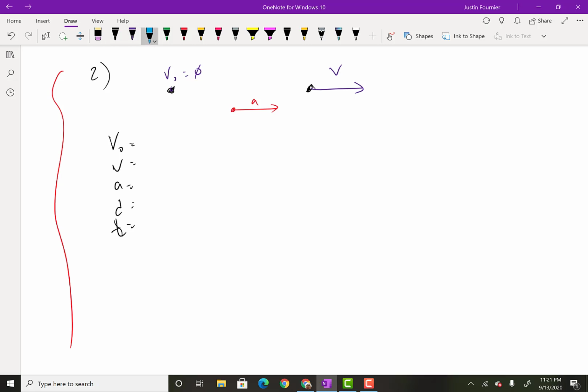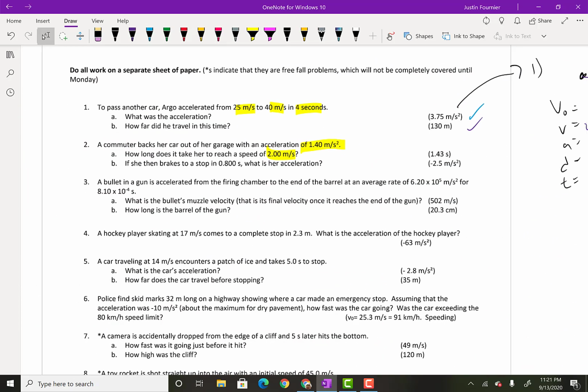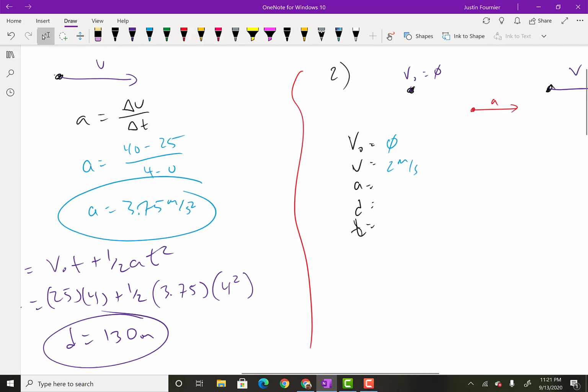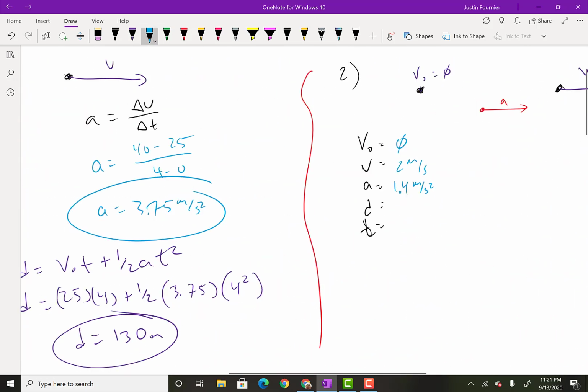Initial velocity this time is going to be 0. Final velocity we said is 2 meters per second. What else do we know? And her acceleration is 1.4 meters per second squared. And we're trying to find out how long it takes for her to do that.